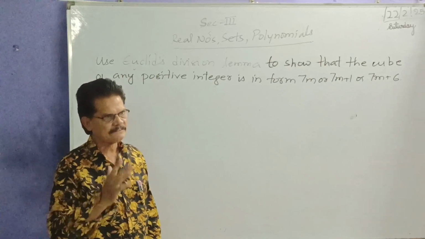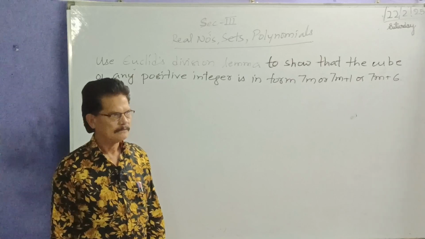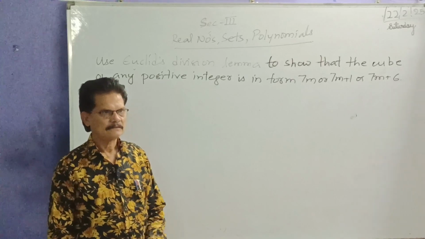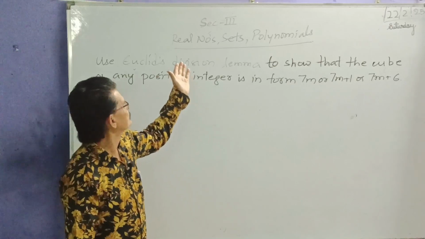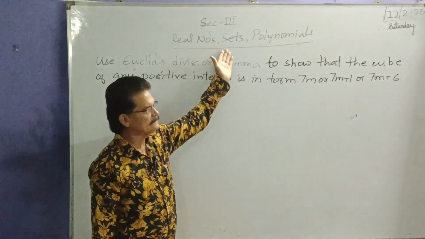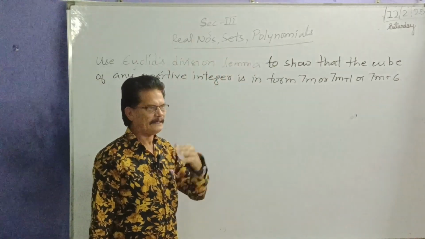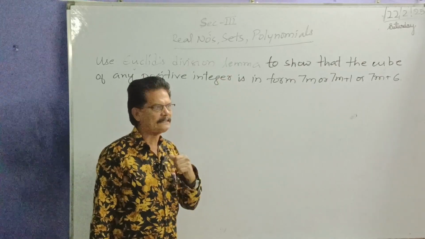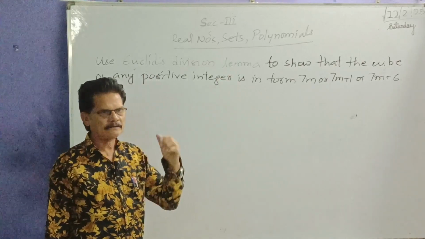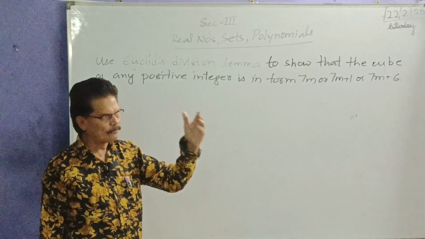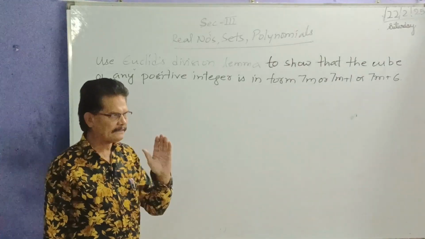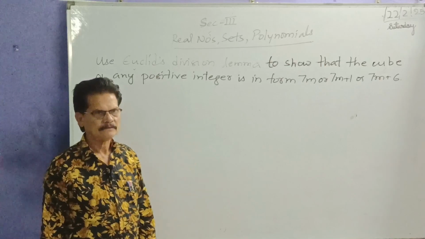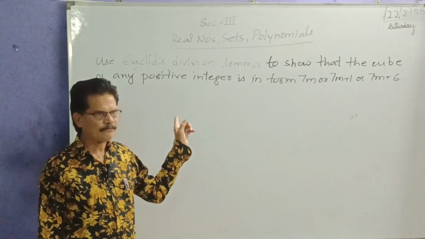So we are going to deal with section 3 now, the most important section, and the first 3 chapters: real numbers, sets and polynomials. Later on, quadratic equations and linear equations, another set. Then coordinate geometry and progression, the third set. Like that I will do it in sets, in parts. Okay.